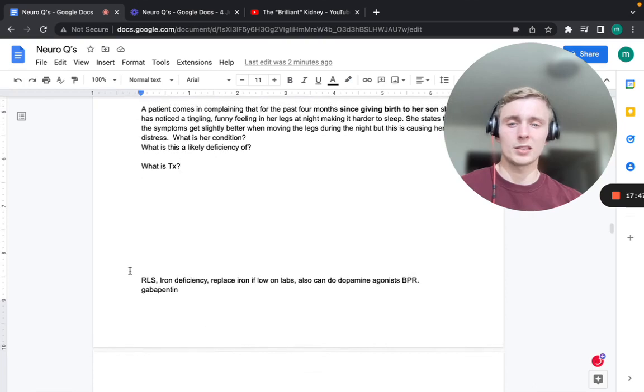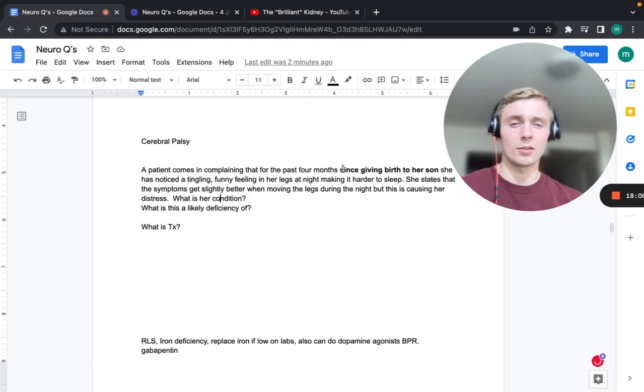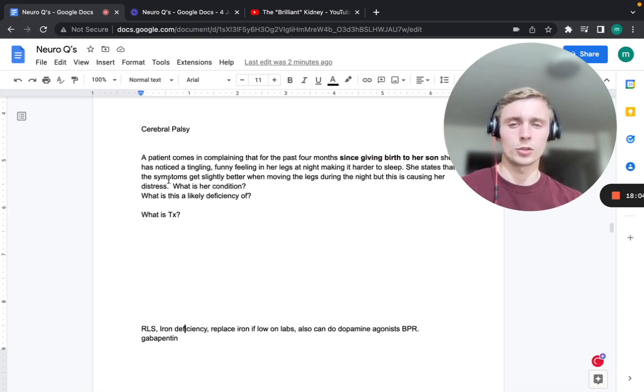So this is going to be restless leg syndrome, RLS. A possible cause is iron deficiency. So if you have iron deficiency, that's a possible cause. After giving birth is a risk factor. And for treatment, you just want to replace iron if the iron stores are low on labs.